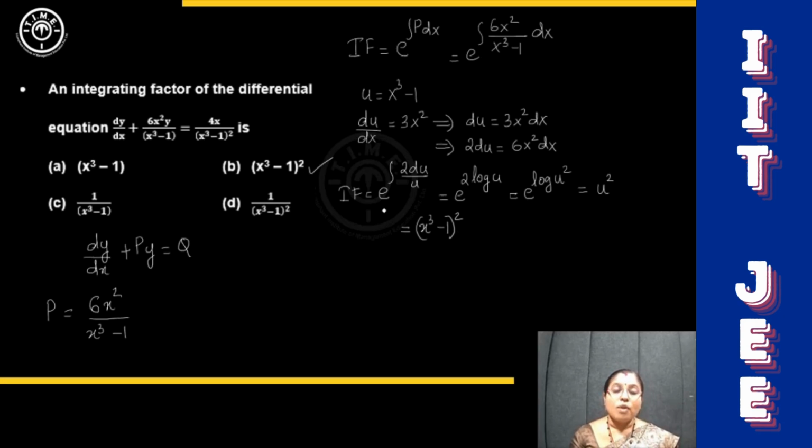So please note, we have to find out the integrating factor using the formula e raised to integral p dx. So first we have to write the given equation in the form dy by dx plus py equal to q, and then identify what is p. Once we get p, we can find out the integrating factor. So here in this case, the answer is x cube minus 1 the whole square. Let's work out one more similar problem where we have to find out the solution of a differential equation.